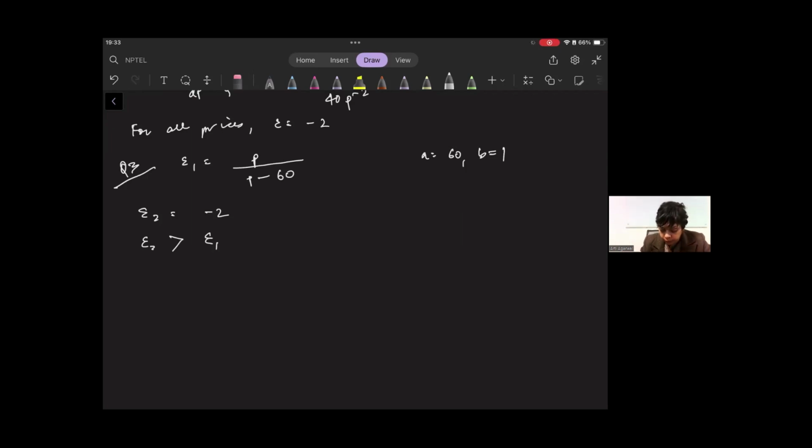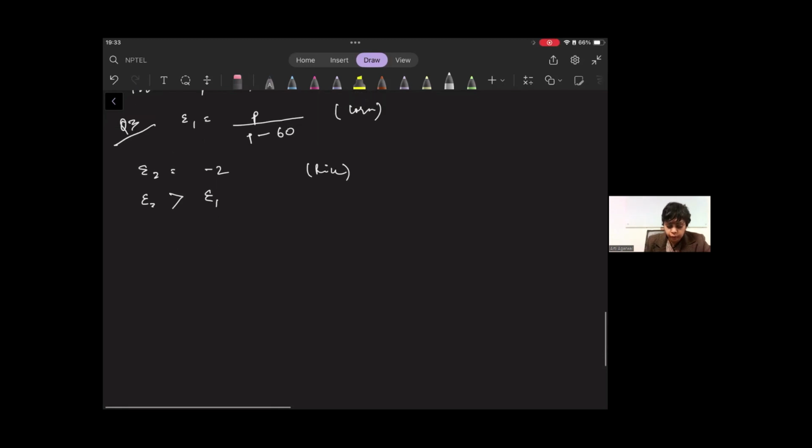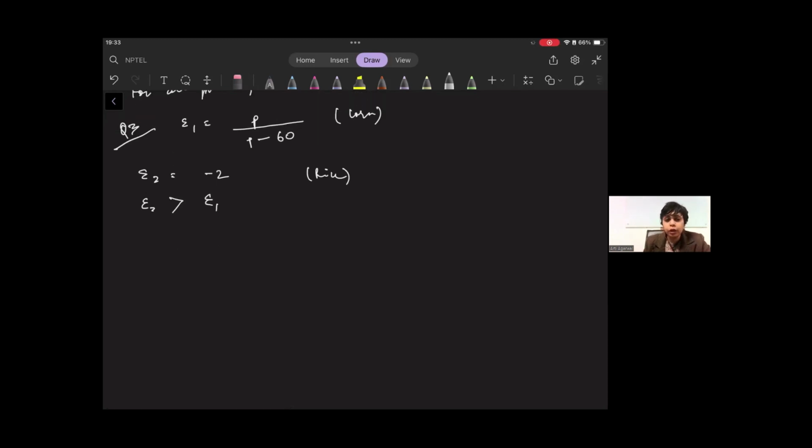Epsilon 2 is for rice. This is for corn, in case you have forgotten which is which. I've already written this. Let's remove this. So right now we're not talking about rice. Now what we want to do is, we want to check if this condition is true always or not, right? Or if it is false always or not. It could be either. It could be possible that epsilon 2 is always greater than epsilon 1, or epsilon 2 is always less. We'll find out when we check this.